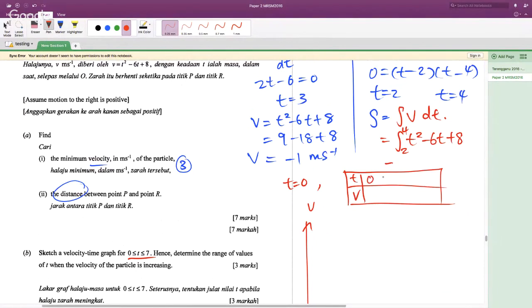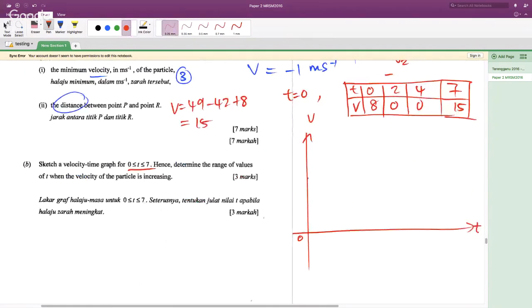Okay, so I'm trying to do 0, and then I got 0 here. Basically, I have two values, 2 and 4. All right, and then I will do one more. What happens when t is 7? I substitute 0 into my equation, and I get 8. Then I substitute 7 into my equation. So I get 49 minus 42 plus 8. So I will get 7 plus 8, which is 15. All right, since I got the values, I'm going to sketch 0, 8.